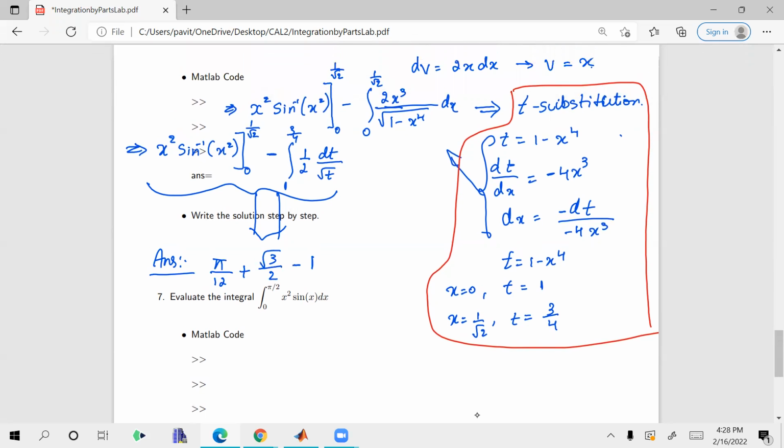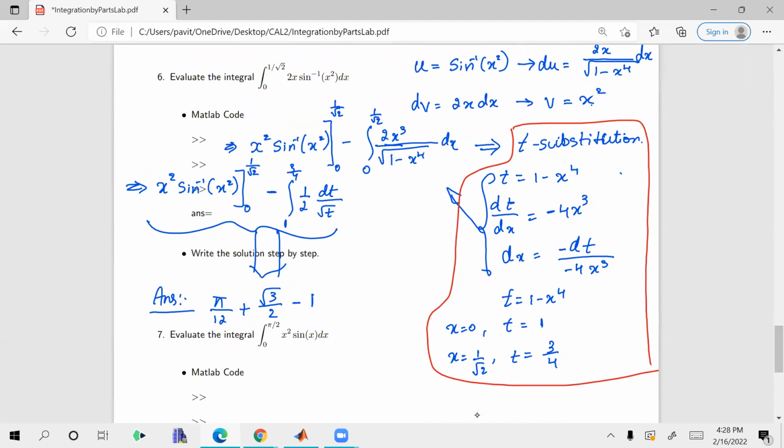So this will complete your lab 4. I'll give you some time to take a note of this, and then we will see how to do this in Matlab.